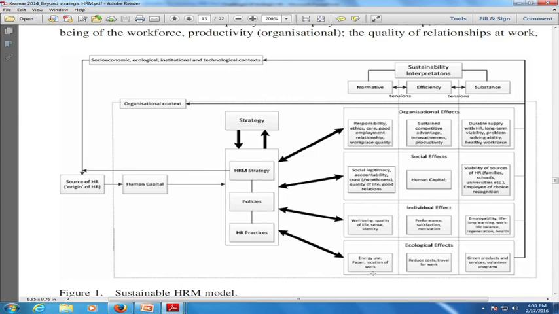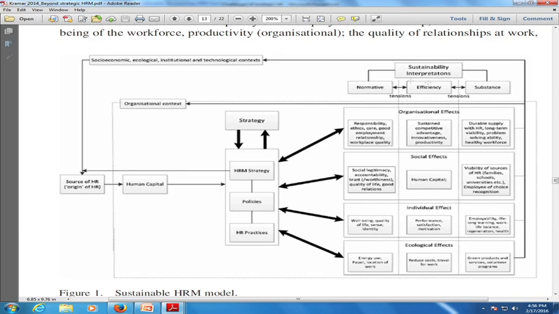Ecological effects: here are energy use, as far as normative are concerned, optimal energy use, the usage of paper, location of work, etc. This results in and is affected by reduction of costs, travel for work, etc. Now this is in turn affected by and results in green products and services and volunteer programs, and all of this is then influenced by HRM strategy, policies and practices, and all of this is in turn happening in an organizational context, and this is in turn feeding into the source of HR origin.